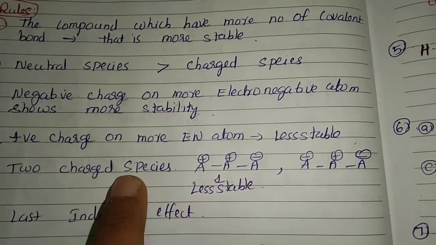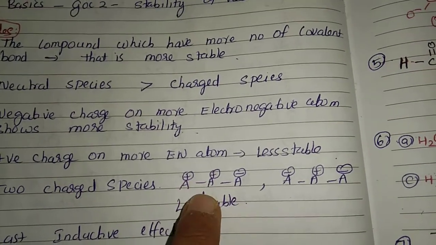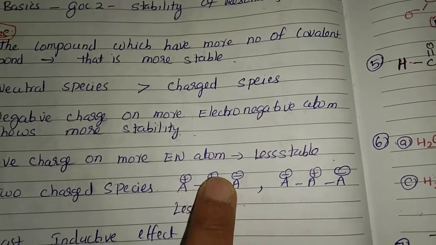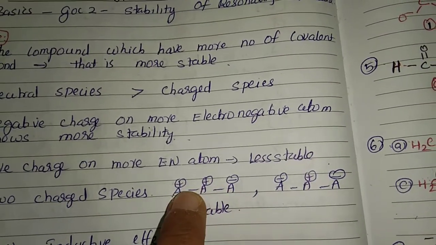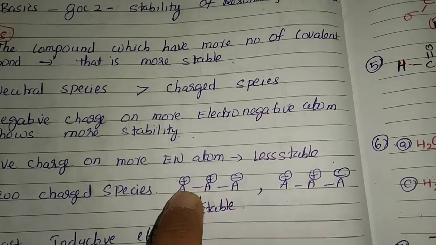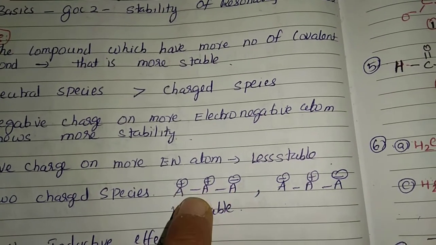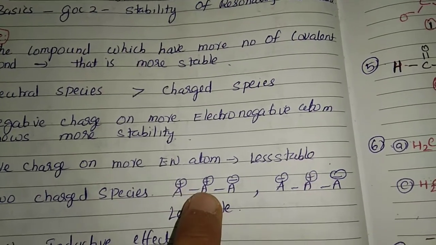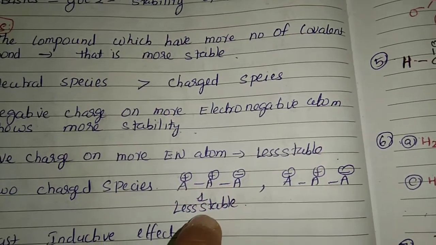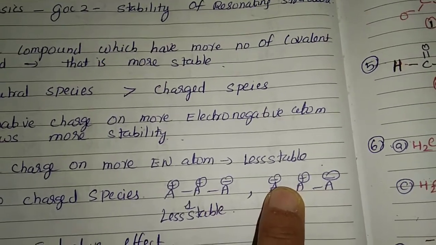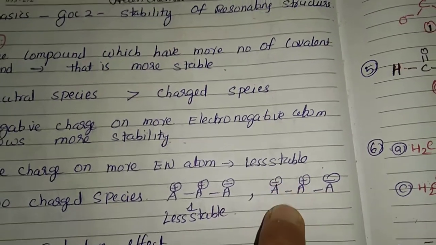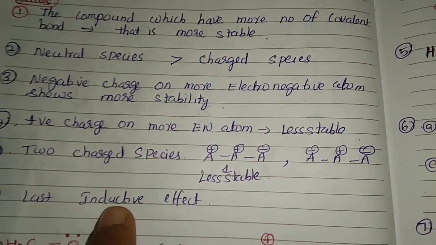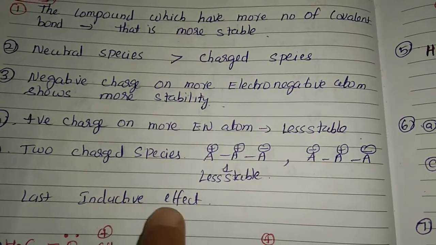Two charged species: here one has a plus charge and the other has a plus charge, so both charges are the same. Like charges cause repulsion, so that is less stable. But here unlike charges are nearby, so it is more stable. Last one, you have to find the inductive effect.